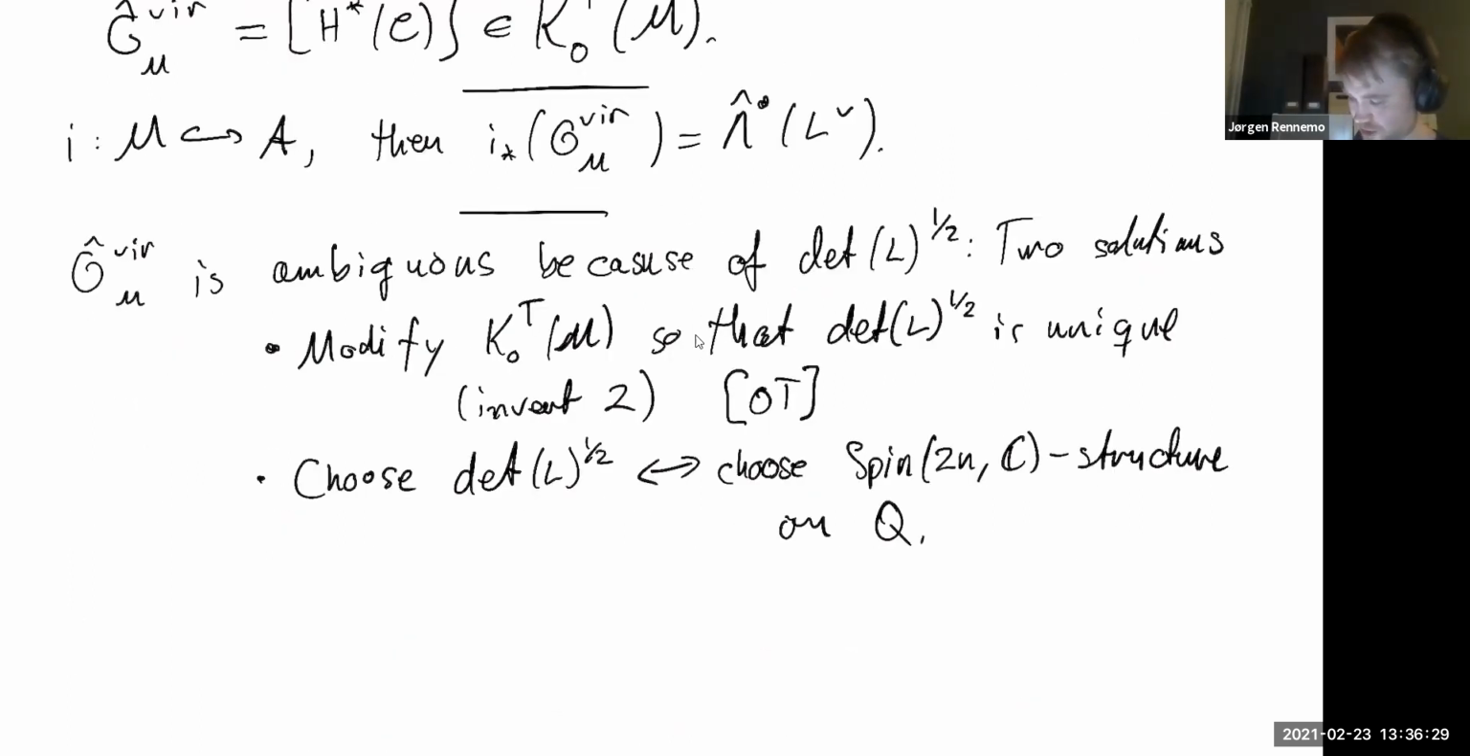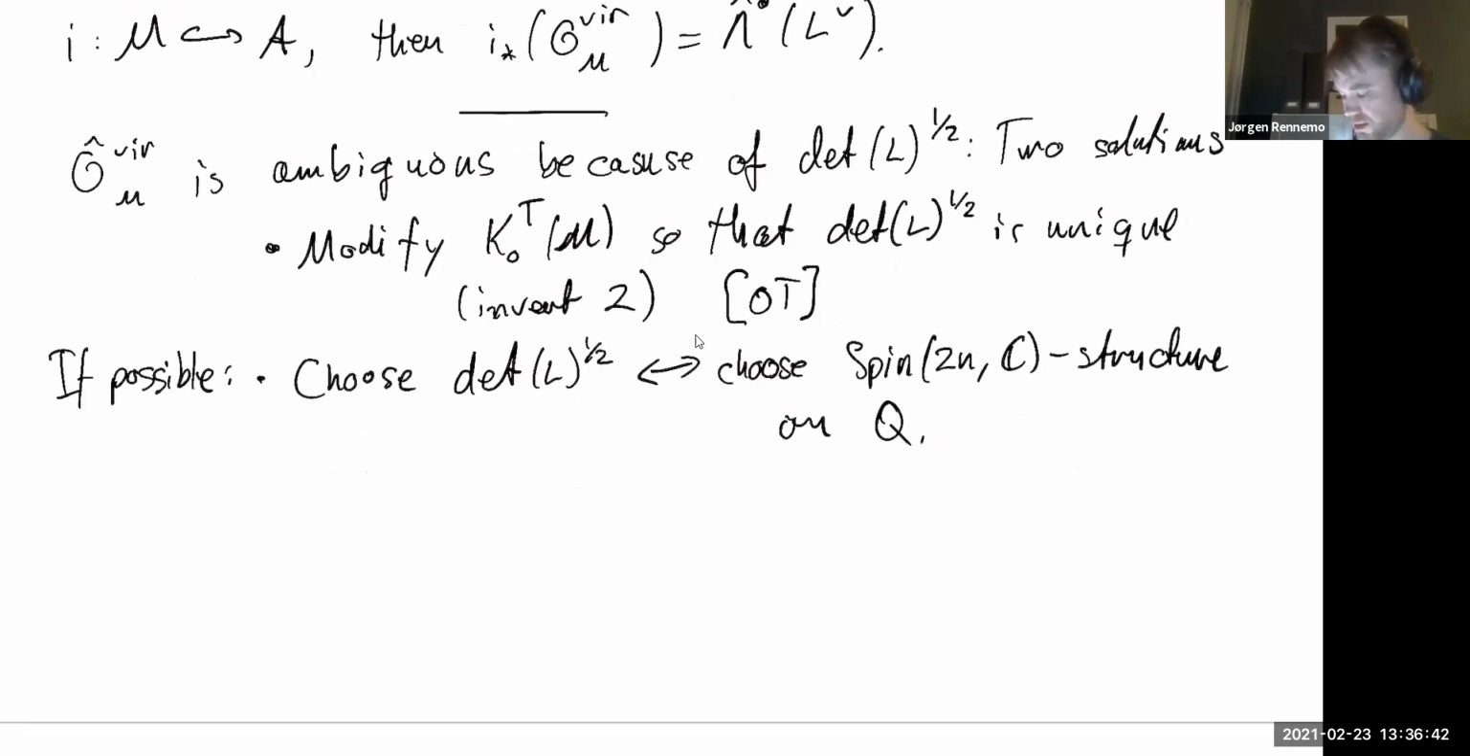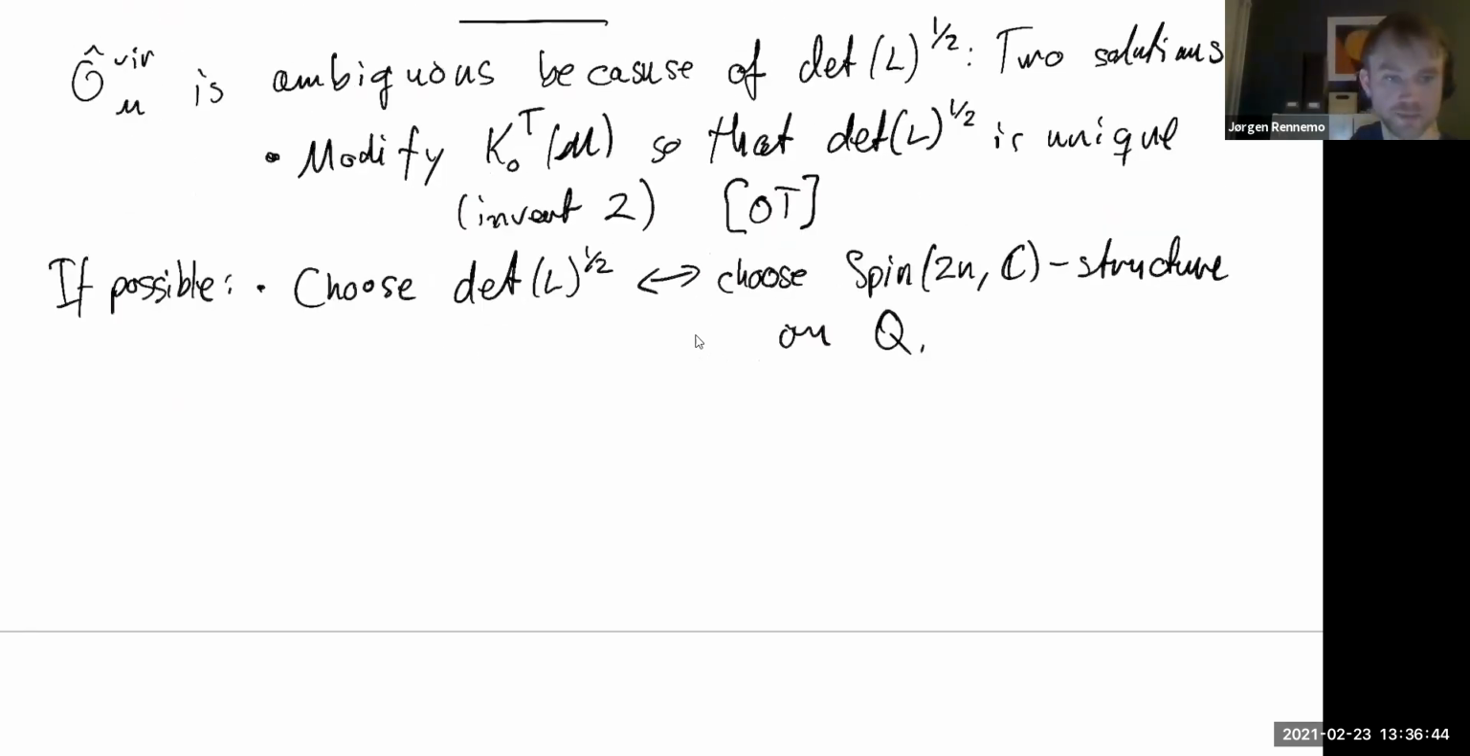But if possible, you can do this, and we'll see that it will show up again. But somehow in a first go, if you just want to define the numbers, then it's good enough to do this modification of the K-theory, and you only get the K class.